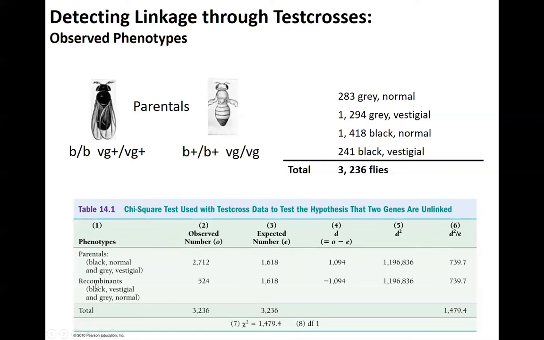If you are uncomfortable with collapsing the phenotypes into parent and recombinant, you can absolutely do it the longhand way by including each phenotypic class. It'll work out the same way in terms of your chi-square value, but you're going to have to remember that your degrees of freedom is going to be a little bit different.